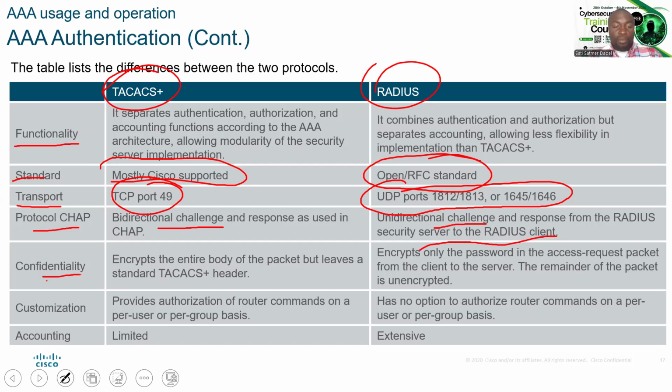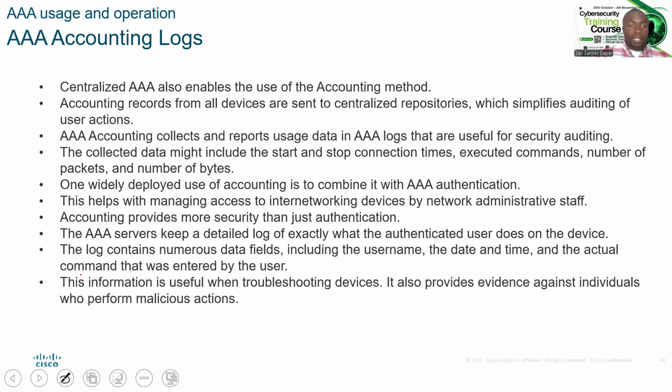Customization: for TACACS+, it provides authorization of router commands on a per user or per group basis. And for RADIUS, it has no option to authorize router commands on a per user or per group basis. And then for accounting, TACACS+ is limited, but RADIUS is extensive. Now, you may want to know which one you should use. In most cases, if you are having Cisco devices, if you can afford the Cisco AAA device, you can go for it. It will give you what you need, okay? But if you cannot afford it because it usually costs a lot, then you go for RADIUS. You configure it and it's free.